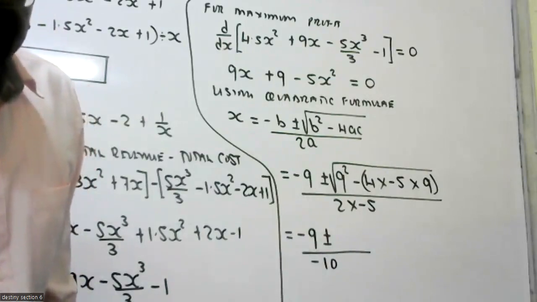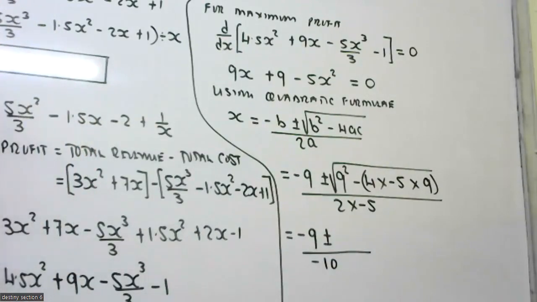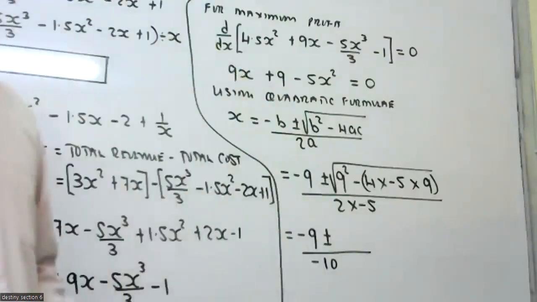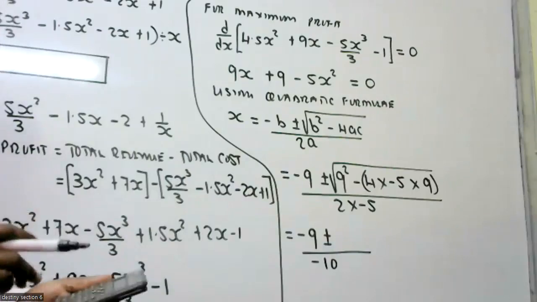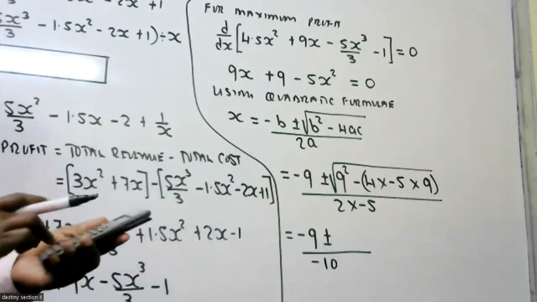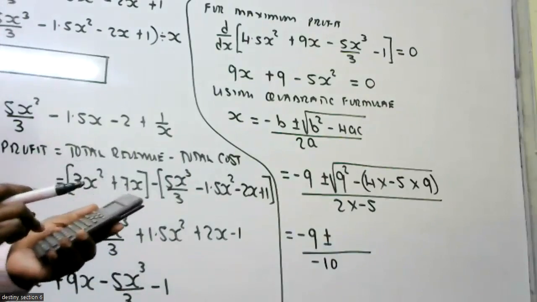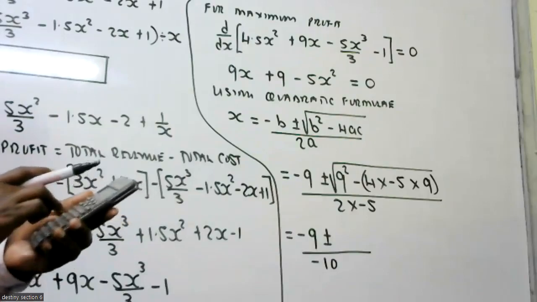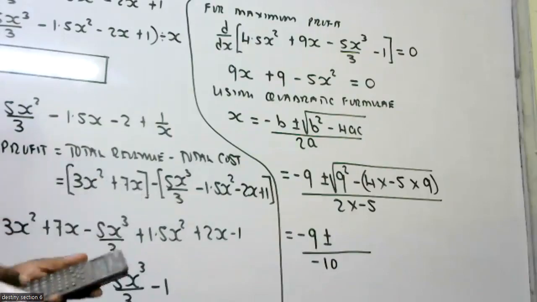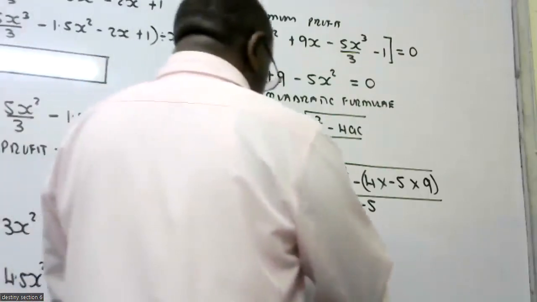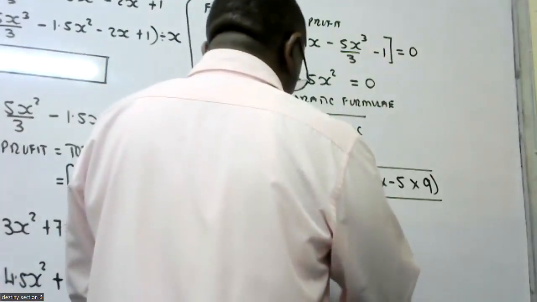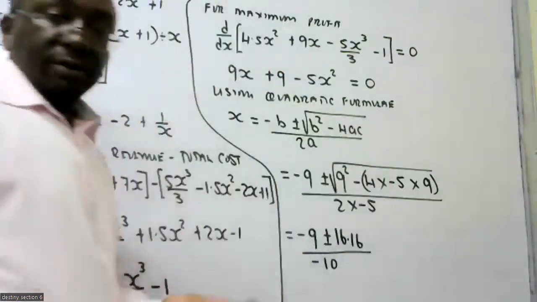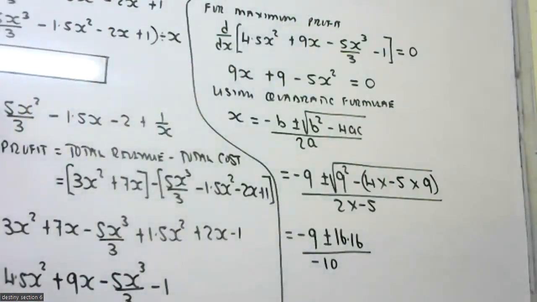You say 9 squared plus 4 times 5 times 9, square root. I'm getting 16.16.